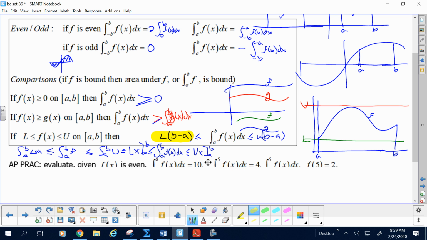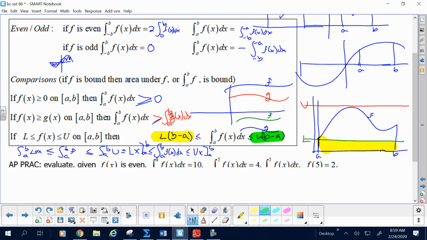What is B minus A? That's this distance, yeah? And L times B minus A is the area of that rectangle. Is the area under that blue curve greater than the area of that rectangle? Yeah, for sure. Okay. What about U times B minus A?